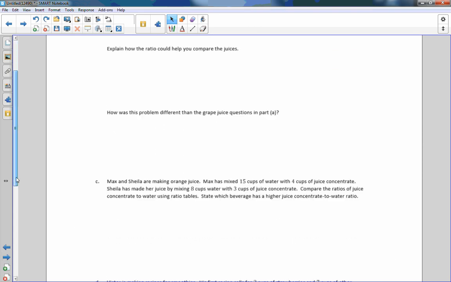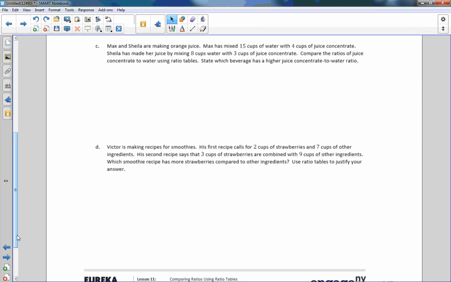Okay, C. Max and Sheila are making orange juice. Max has mixed 15 cups of water with 4 cups of juice. So I'm going to write these down. So we have Max, and he is mixing 15 cups of water to 4 cups of juice.